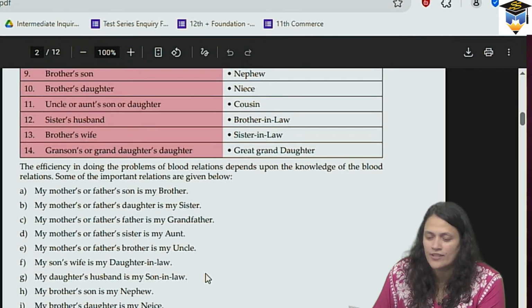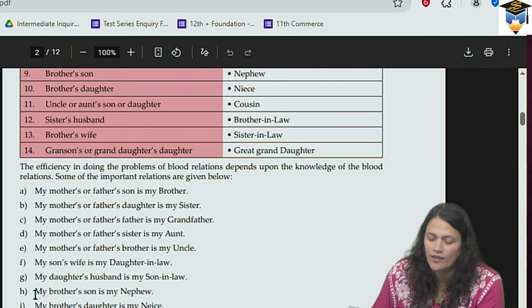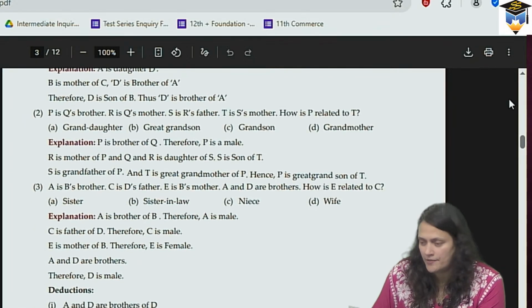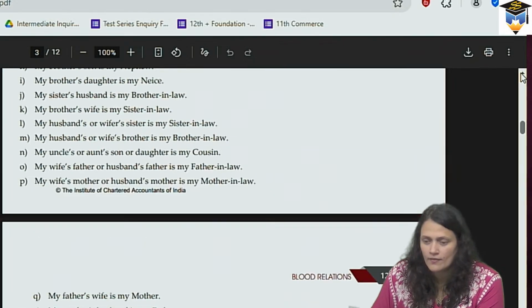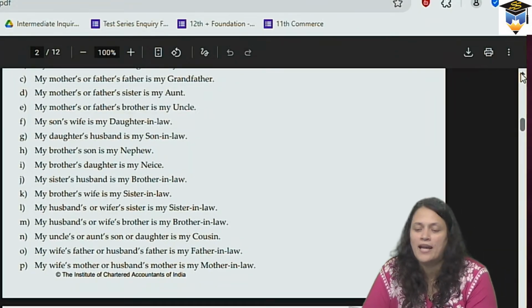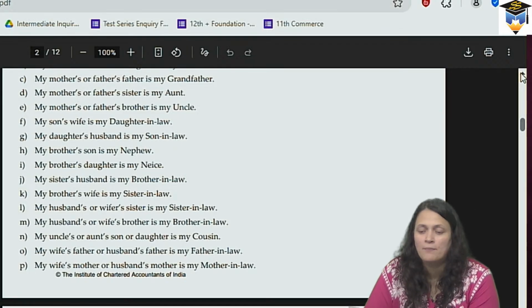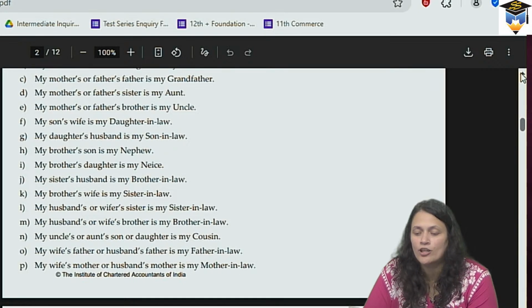My son's wife is daughter-in-law. My daughter's husband is son-in-law. My brother's son is my nephew. Brother's daughter is my niece. My sister's husband is my brother-in-law. My brother's wife is my sister-in-law. My husband or wife's sister is my sister-in-law. My husband or wife's brother is brother-in-law. My uncle or aunt's son or daughter is my cousin.